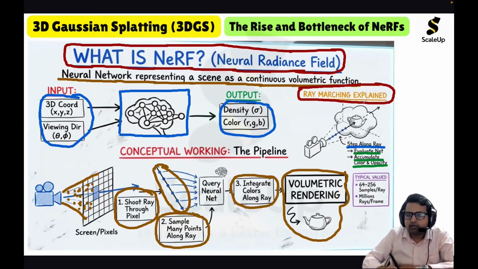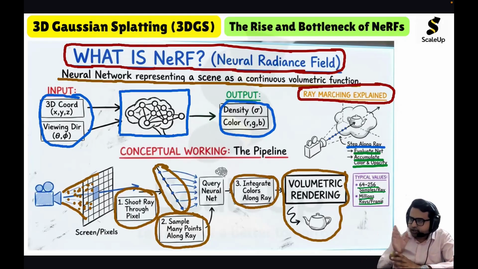So typically along a ray, you can have 64 to 256 samples per ray. And for a frame, you should be having millions of rays, because this is just one point of view. Then you'll shift a bit, then a second angle, then a third angle, like that, millions of points you have to cover. And that is what the bottleneck is.